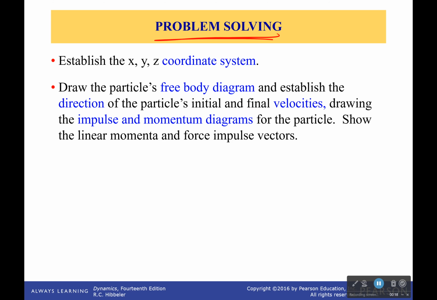So first thing you do, get that x, y, z coordinate system going. Where is your origin going to be? What's going to be the positive x, y, and z directions? Okay, figure it out. Second, draw the particle's free body diagram and establish the direction of the particle's initial and final velocities. You got a particle, what direction is it going, or is it going at the end? Make sure you know what those directions are.